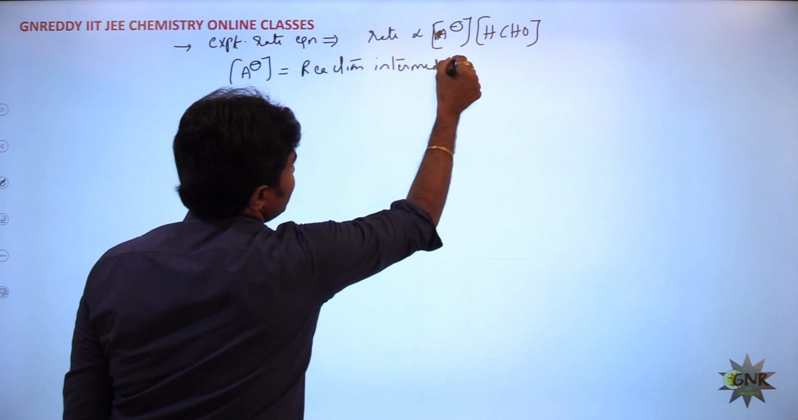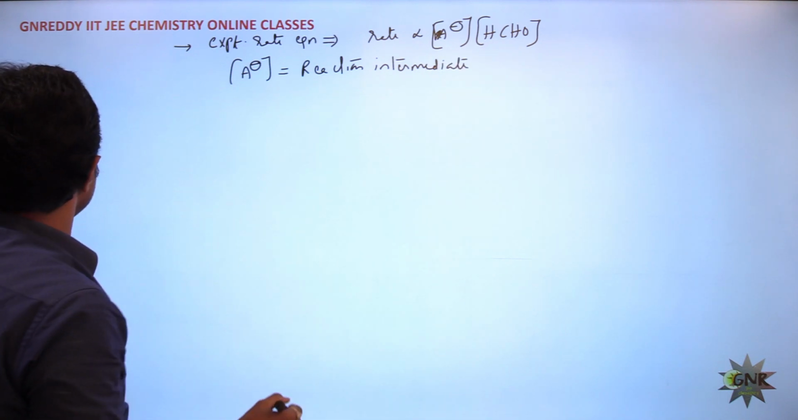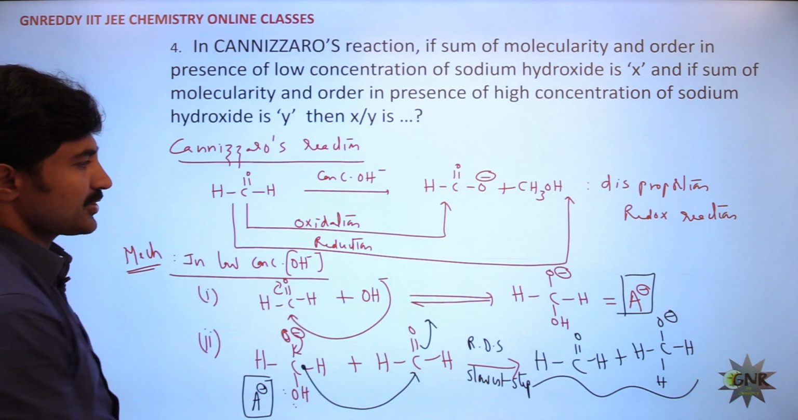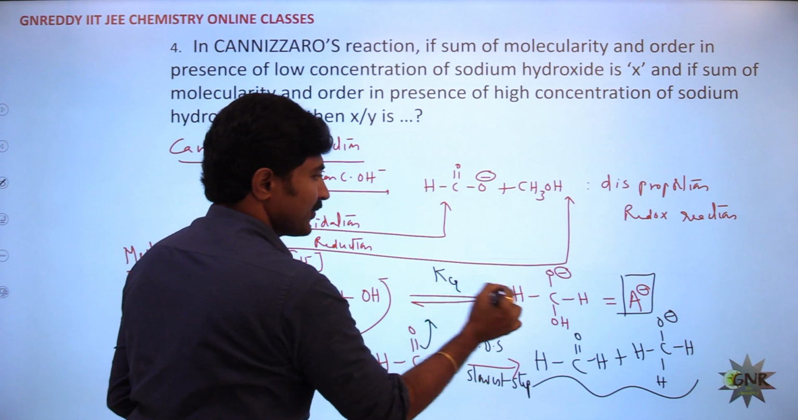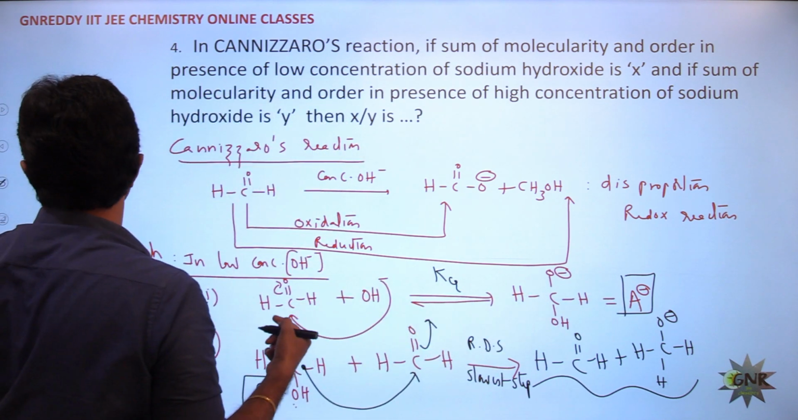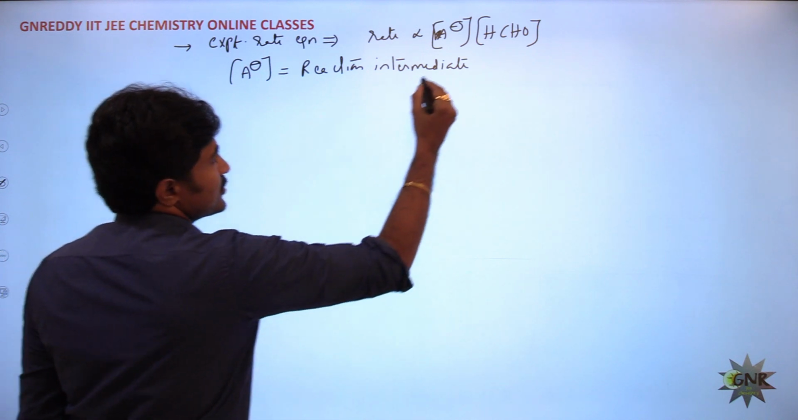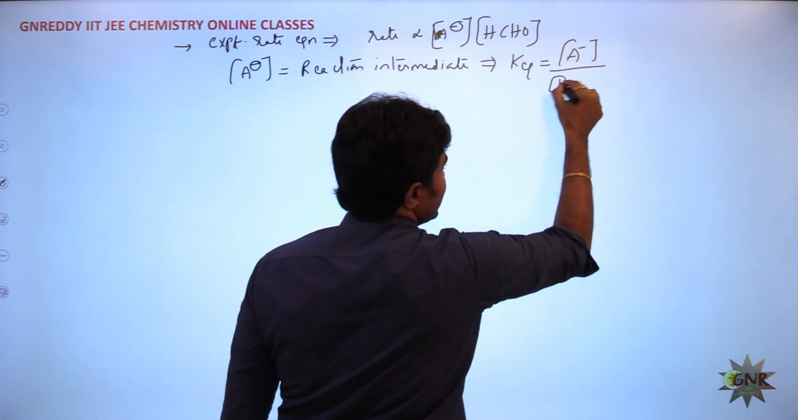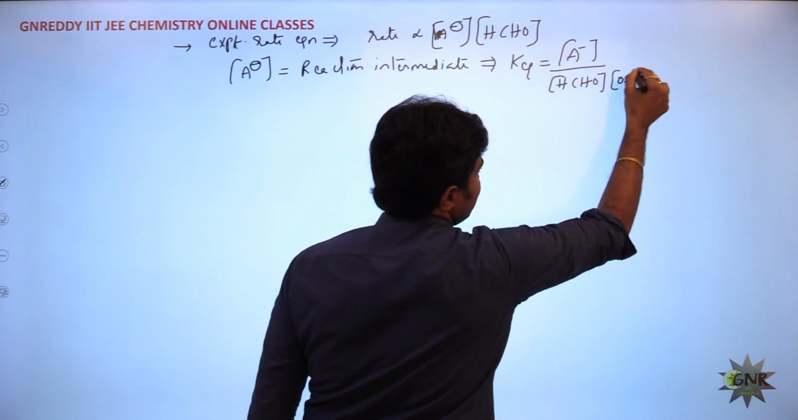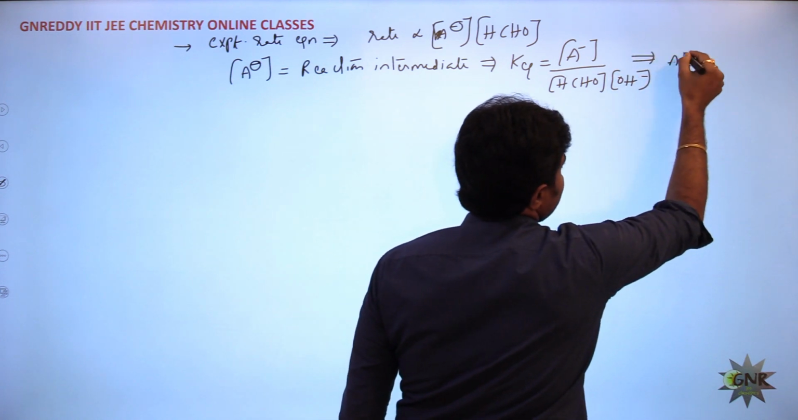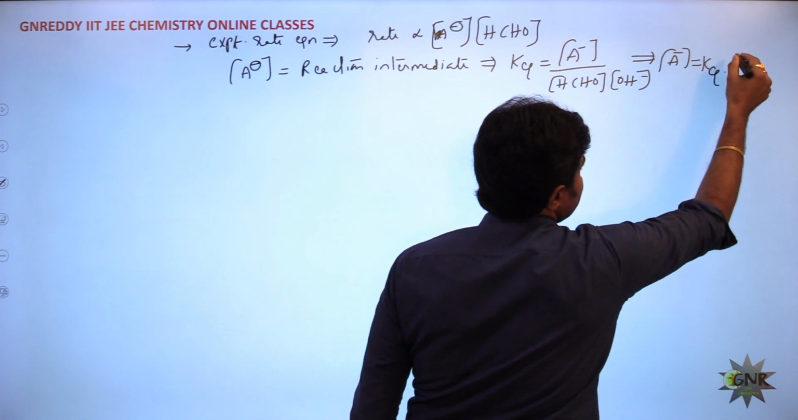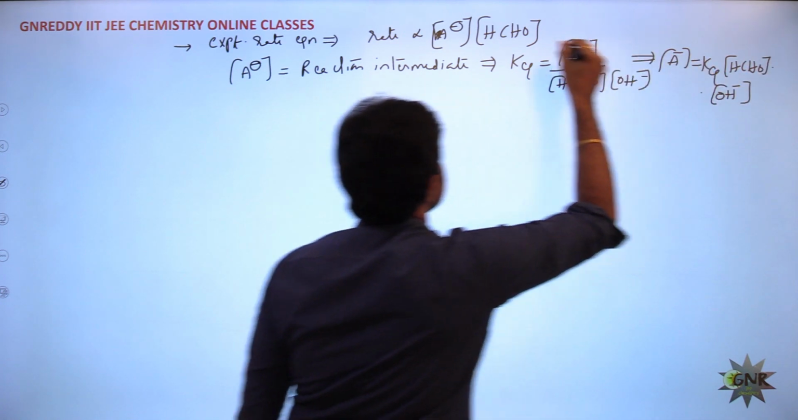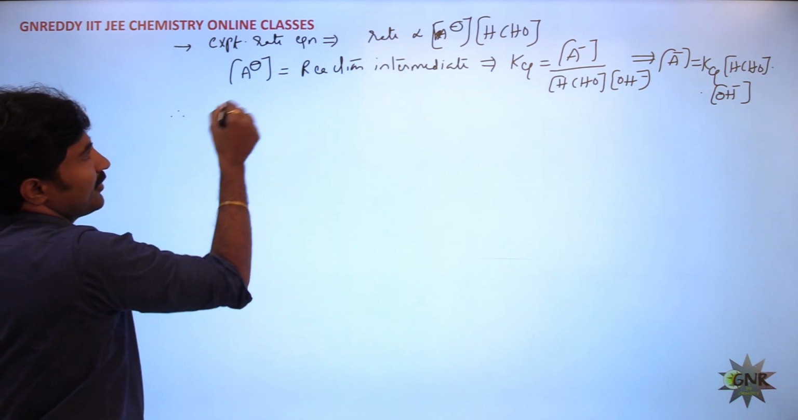From this only we have to find out the corresponding concentration from the equilibrium reaction. So apply the equilibrium approach. What is the equilibrium constant of this one? This is the concentration of A minus by formaldehyde into OH minus. So the equilibrium constant is equal to A minus concentration by formaldehyde into OH minus concentration. So from this, if you find out the A minus concentration, K equilibrium into formaldehyde into OH minus concentration. So if you substitute this, finally you are getting the experimental rate.